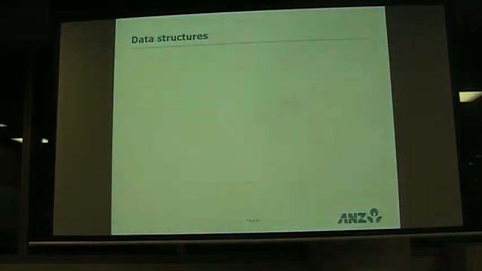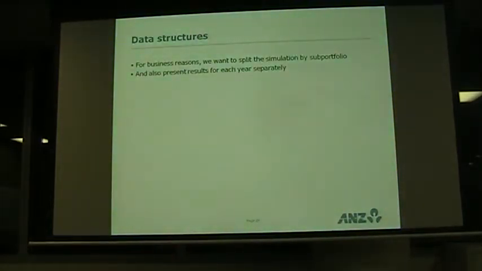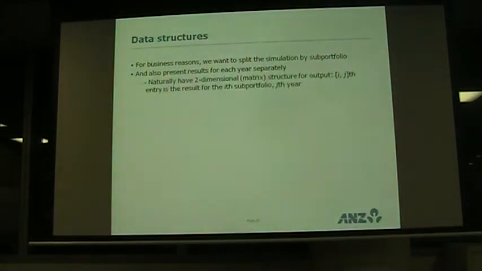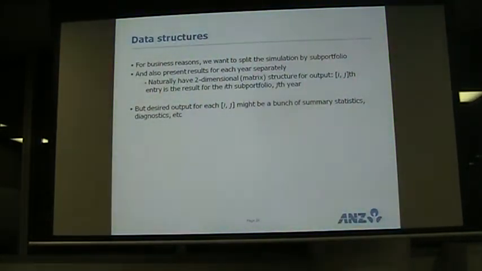Data structures, and I guess this is the interesting bit from an R point of view. For business reasons, as I said, we want to split the simulation by sub-portfolio and also present results for each year. So we have this kind of 2-dimensional matrix structure for the output. So the ij entry is going to be a result for the ith sub-portfolio, jth year. The desired output might itself be fairly complicated: statistics, diagnostics, whatnot. So it has to be some kind of list, because that's what you use to store arbitrary data.